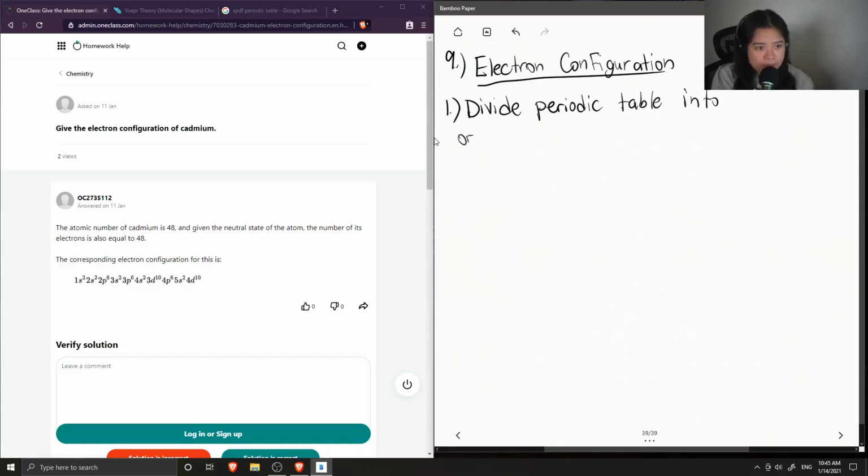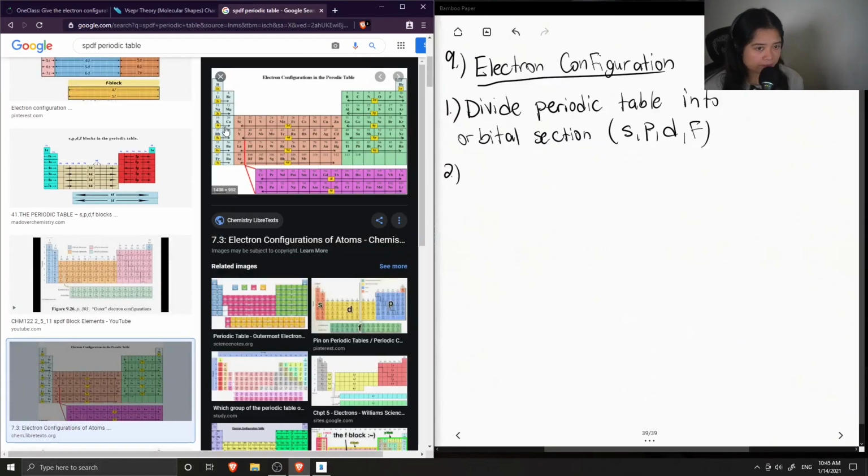into the different orbitals or orbital sections. So for example, S, P, D, and F. And it's important to know how to do that.